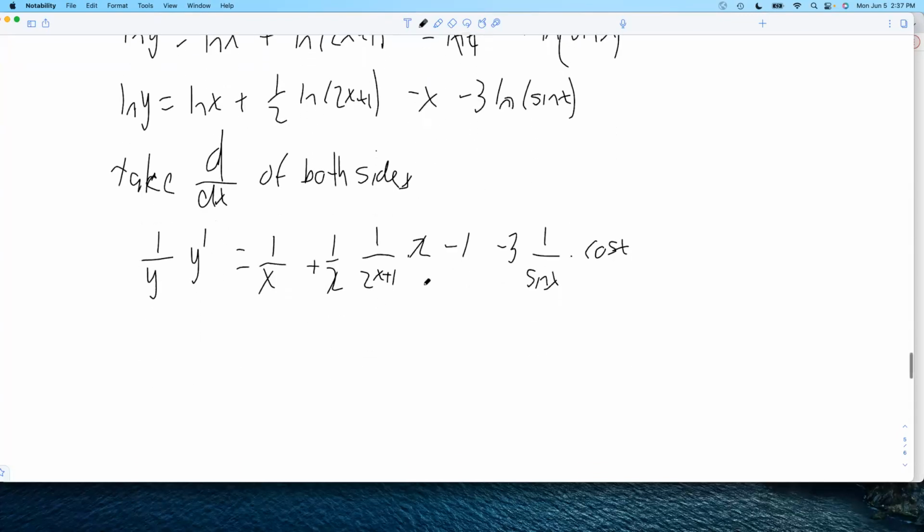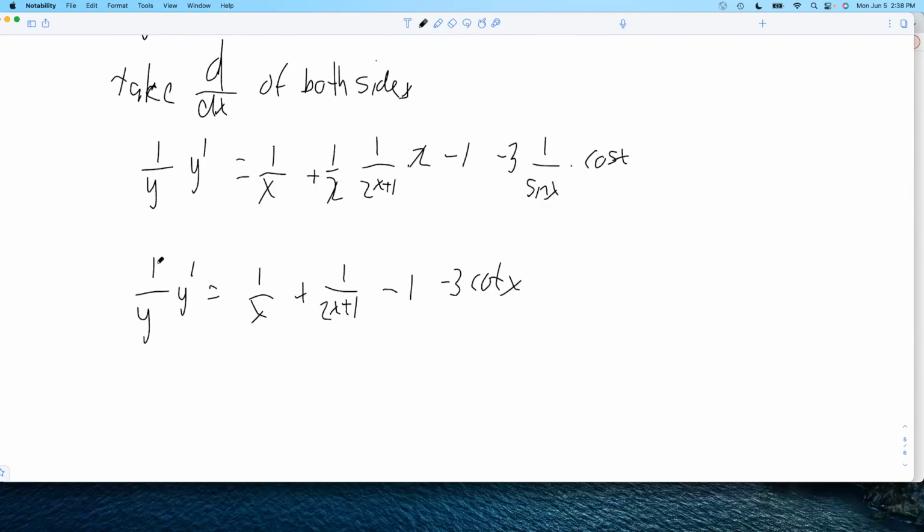Okay. So now I'm going to clean this up a little bit. What do we got here? We got a 1 over x. Those canceled, so I just get a 1 over 2x plus 1 minus a 1, and then -3 times cotangent of x.